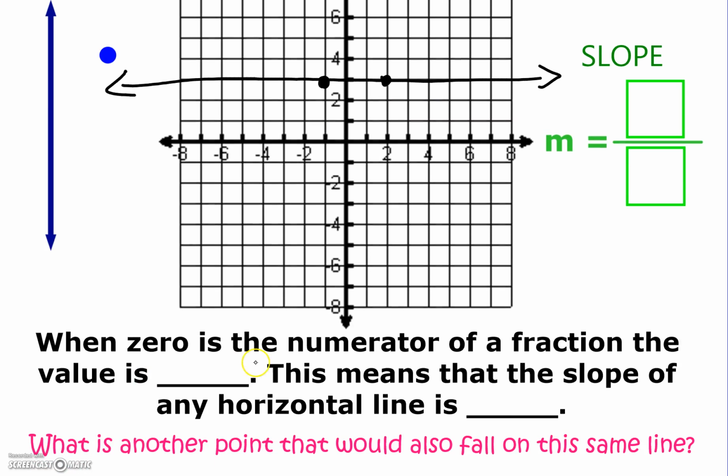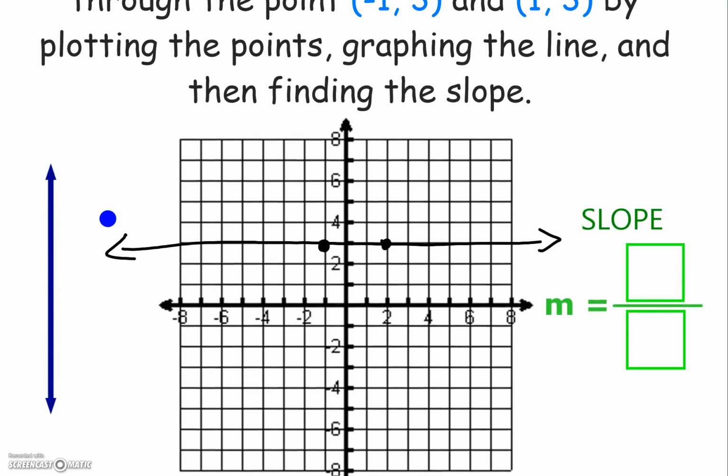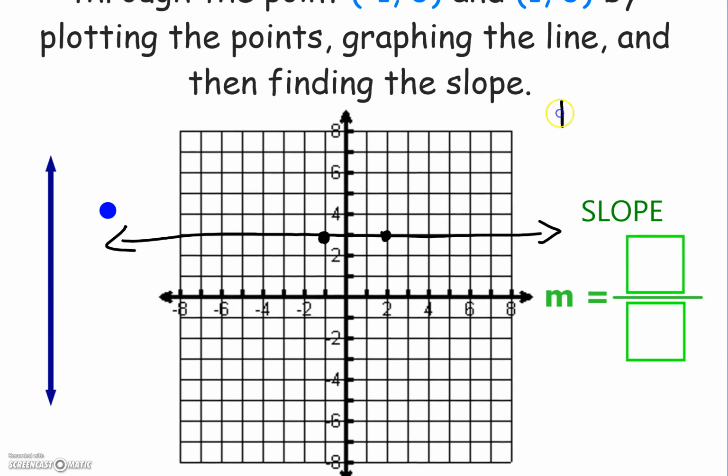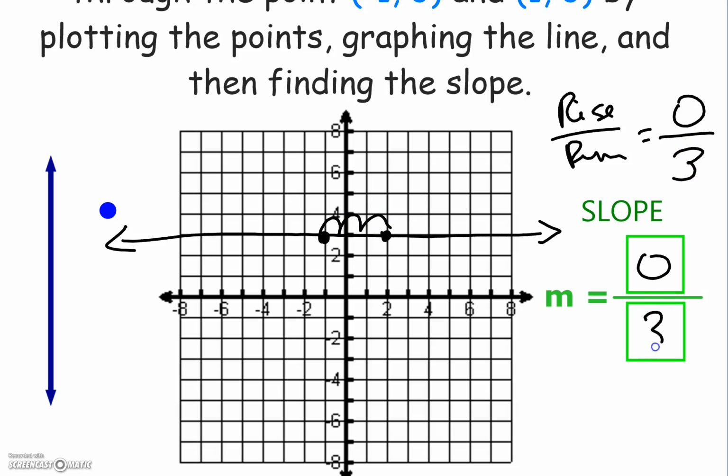So the 0 is the numerator of a fraction. When 0 is the numerator of the fraction, the value is 0. This means that the slope of any horizontal line is 0, and we talked about that. So let's figure out our slope. Rise over run. So our rise is 0, and our run would be 1, 2, 3. 0 over anything is going to equal 0.